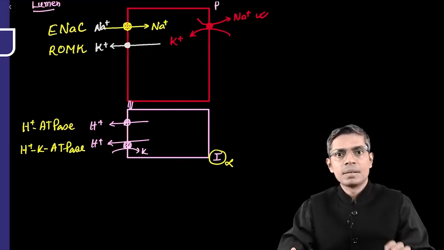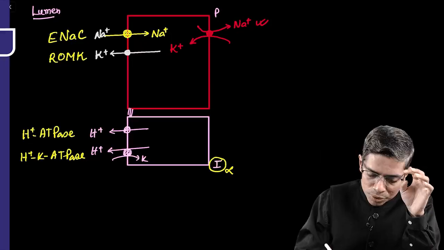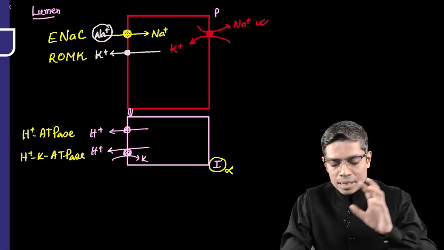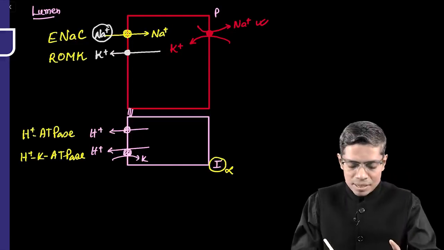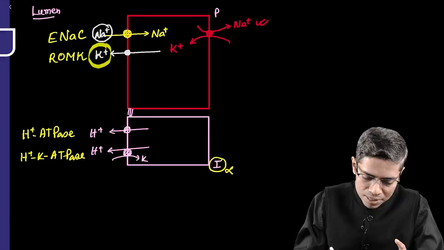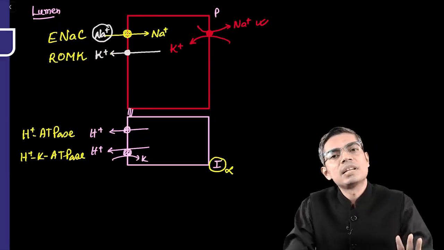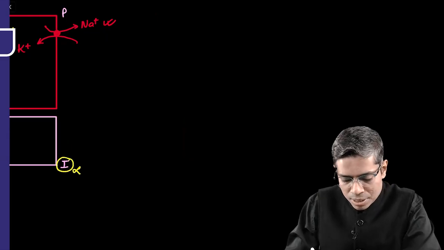Remember, in the collecting duct, the reabsorption of sodium is linked in such a way that whenever you are taking out one molecule of sodium from lumen to cell, either there will be secretion of one molecule of potassium into the lumen, or there will be secretion of one molecule of H plus ion into the lumen. What am I saying? So again, I am repeating, this is a very, very important concept.